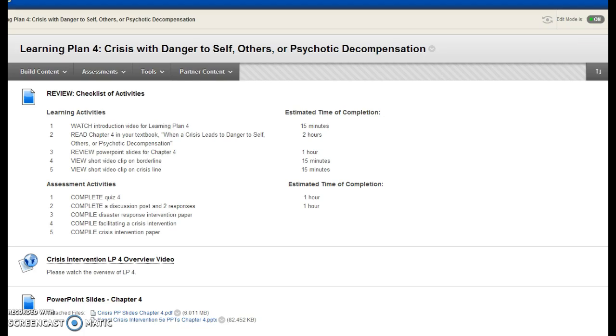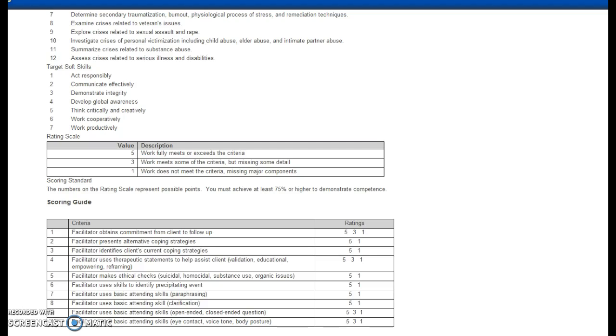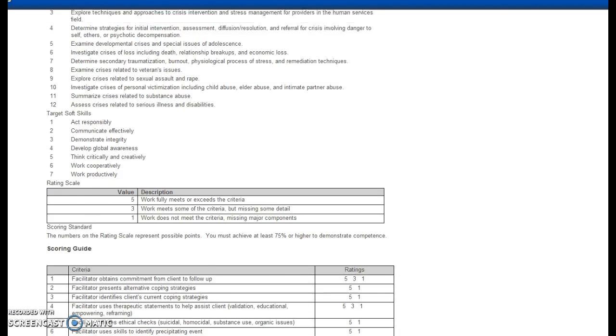Maybe you would want to role play talking to somebody in a situation where you had to help them, such as Learning Plan 4, crisis with danger to self, others, or psychotic decompensation. So I would look through all the different examples in the book and decide what you want to do. Let's go back to the assignment. I suggest you write down some notes and jot down things that you want to say to make sure that you're able to get all of the information in.